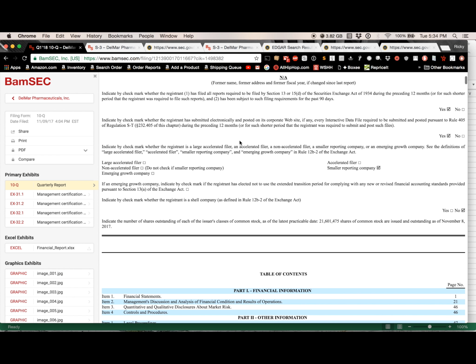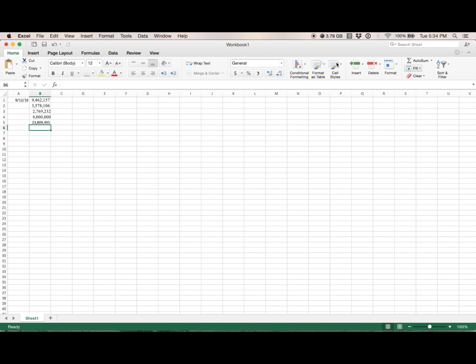Well, the thing is that is as of November 8th. So that's very recent. 21.6 million shares outstanding as of 2 weeks ago. And we got a number larger than that, right? So all that tells me is that their float is close to their outstanding shares. It's really close. But let's just say it's about 20 million.